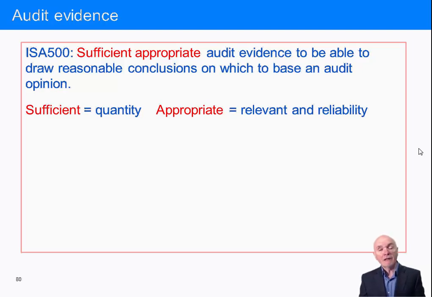And it has to be appropriate, it has to be reliable, it has to be evidence worth having, if you like. And it has to be evidence which is actually going to support what we want it to support.